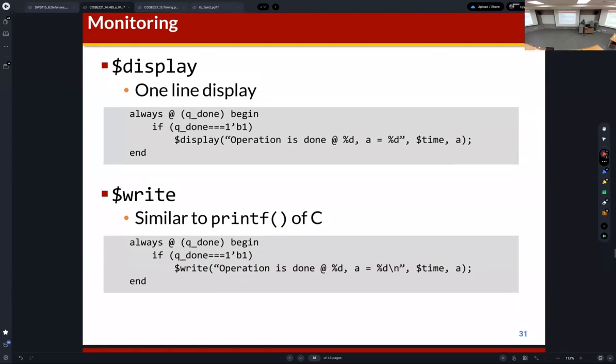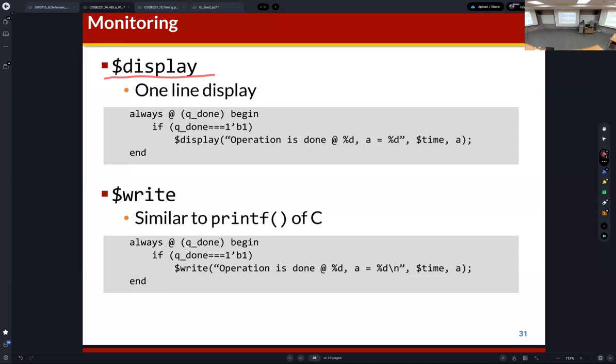Okay, and then let's see the special commands for monitoring. For monitoring the output, we can use the special functions in SystemVerilog. So we can use the display function. The display function is very similar to the printf function in C, and display just performs the display. Okay, it shows the results on the screen. Okay.